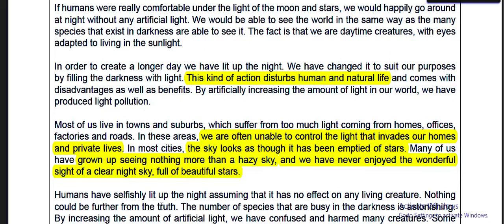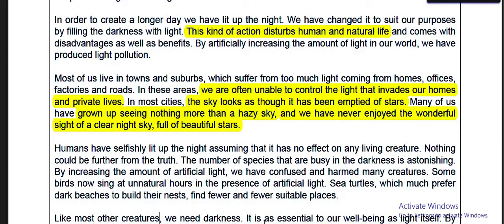Humans have selfishly lit up the night, assuming that it has no effect on any living creature. Nothing could be further from the truth. The number of species that are busy in darkness is astonishing. Okay, what do they do? By increasing the amount of light, we have confused, can you see that? We have confused and harmed many creatures.